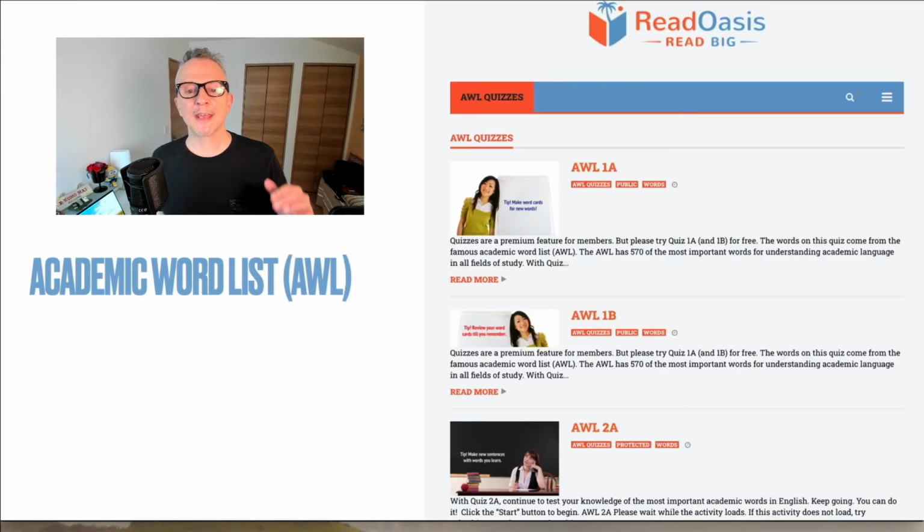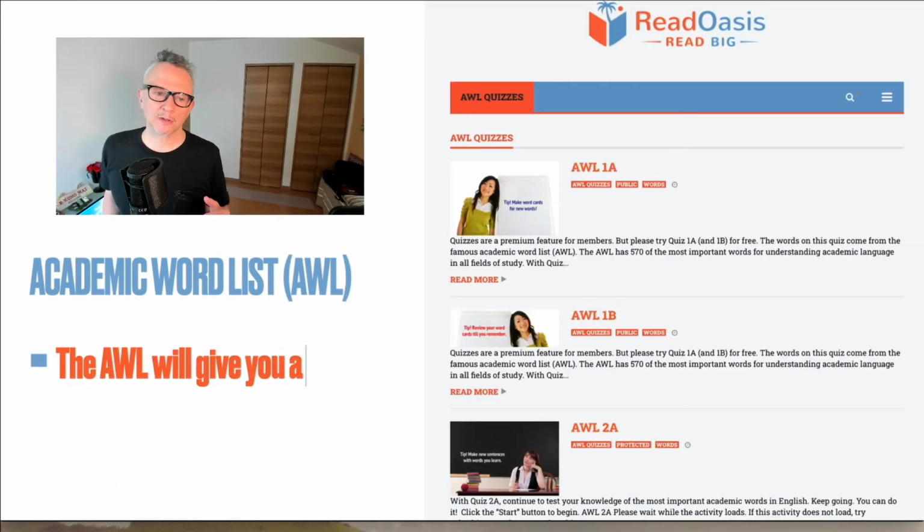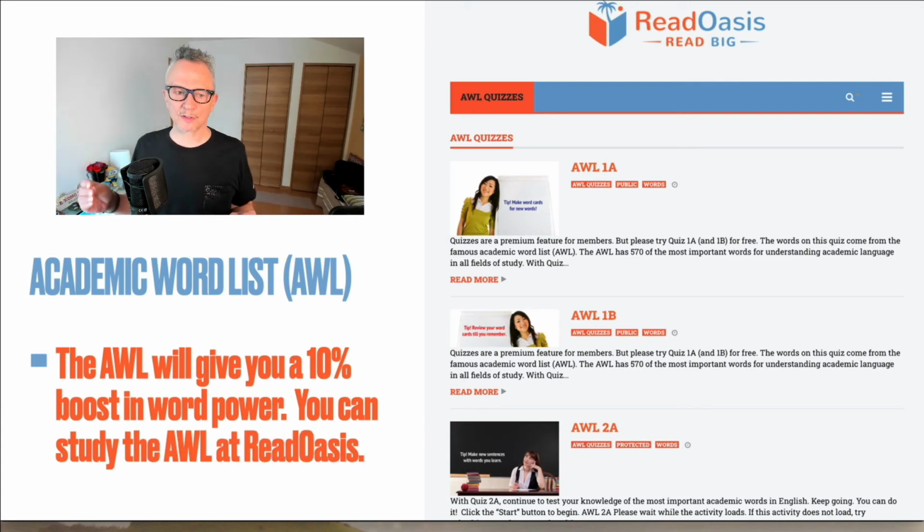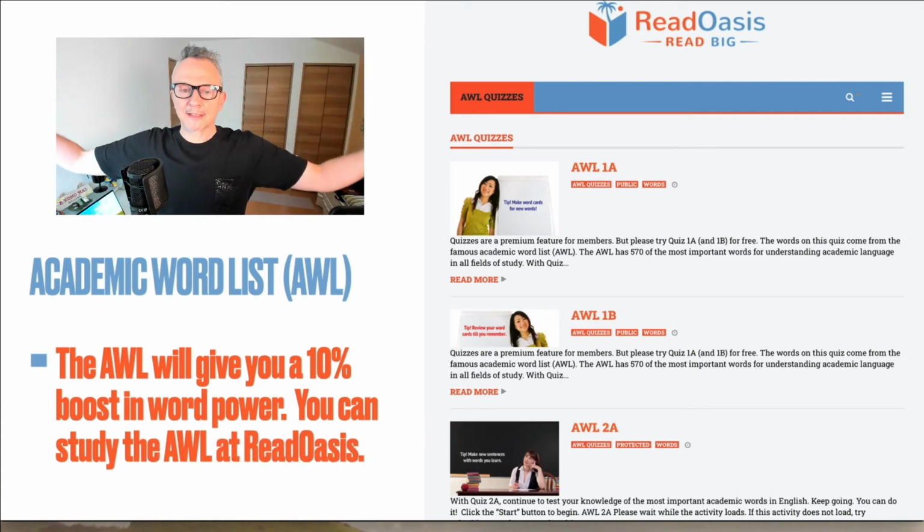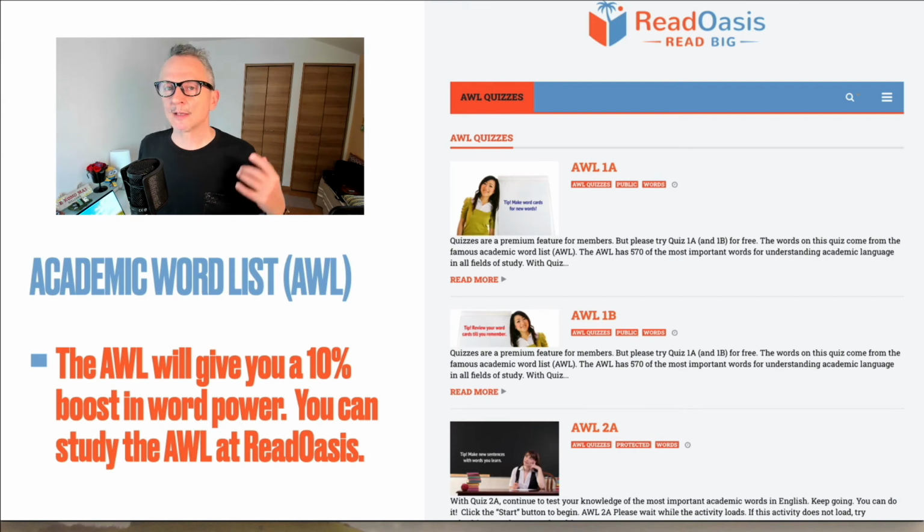You can also study the Academic Word List. The Academic Word List has 570 words in it that cover all different academic disciplines, and it will give you a 10% boost in word power just by studying these 570 words. That's a really big boost for such a small amount of words. So I recommend that if you want to improve your academic skills, your academic word power, study the Academic Word List, and you can do that at Read Oasis.